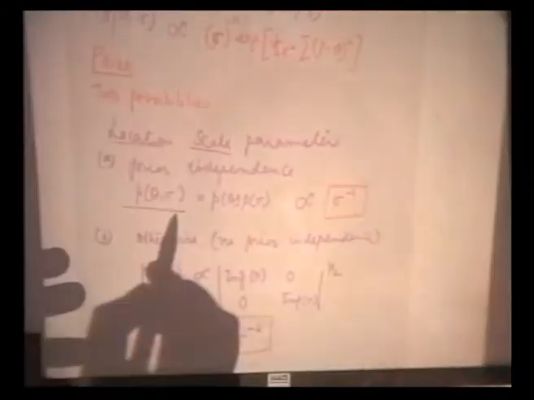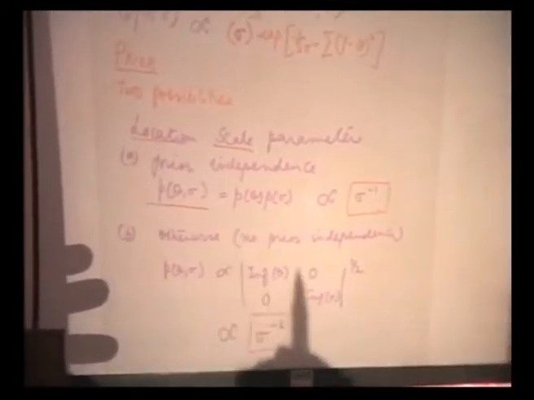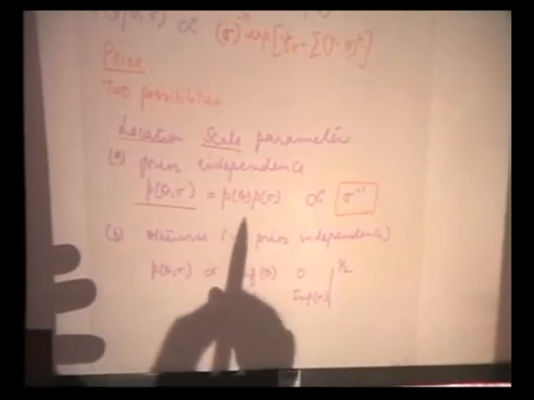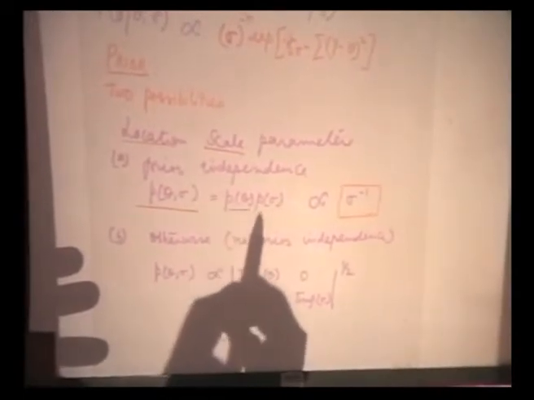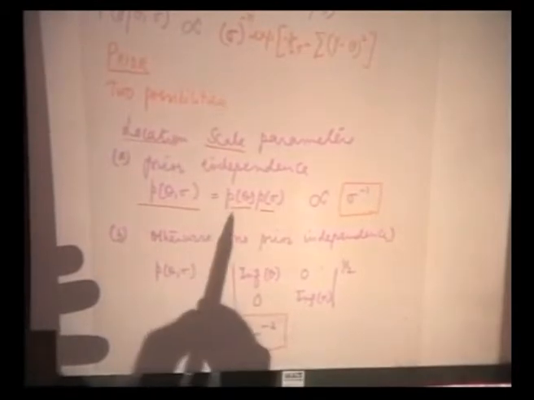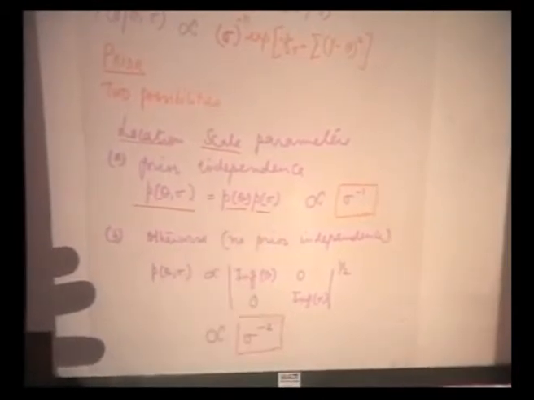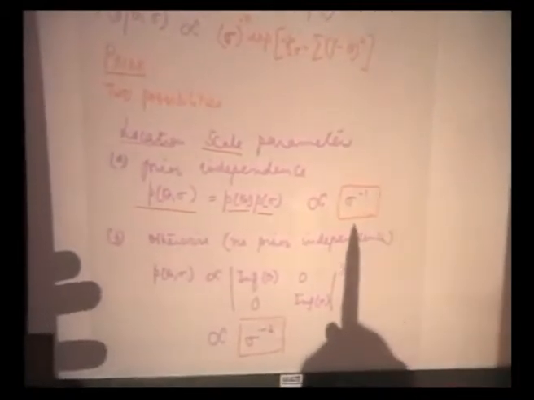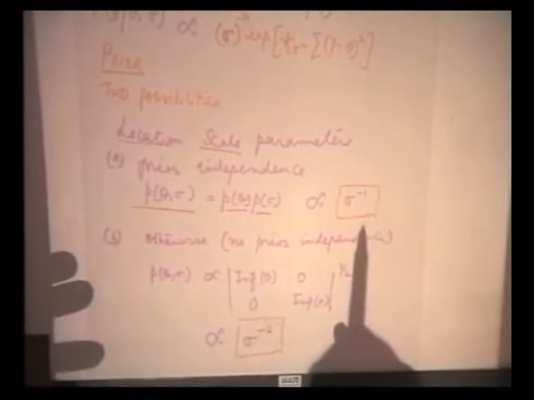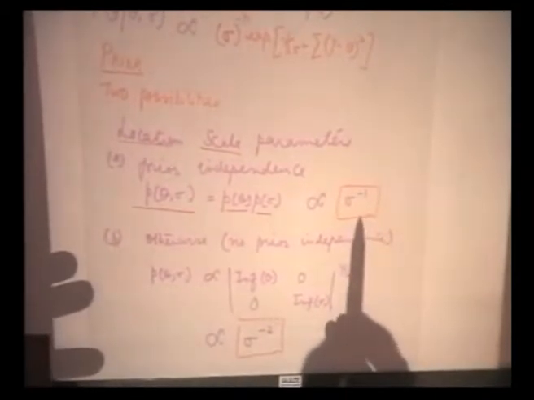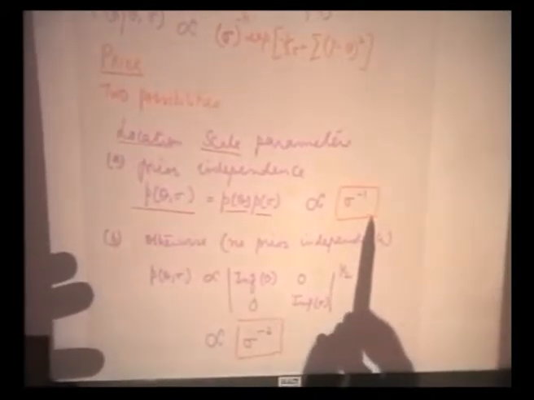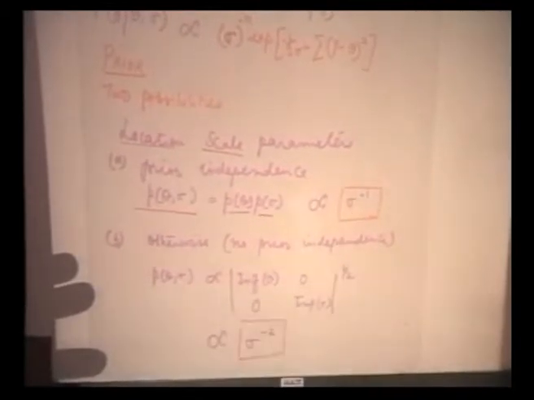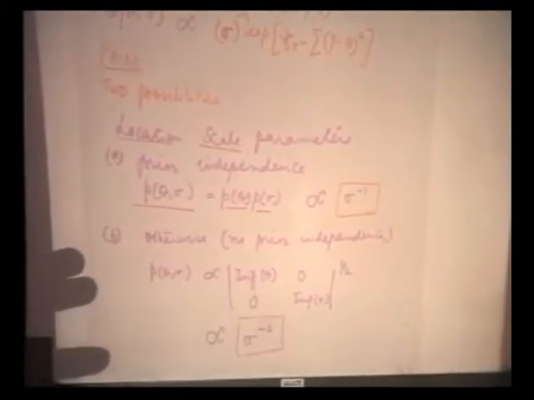We need to specify priors for two parameters, theta and sigma. And of course, if you assume prior independence, it's a very simple result from probability. We know that it can be written as a product of their individual priors, pi(theta) and pi(sigma). And a uniform prior, as well as Jeffreys' invariance prior, gives us that the prior is proportional to 1 over sigma, so sigma inverse. Well, this is what has generally been worked with.